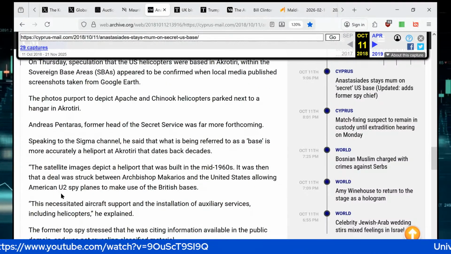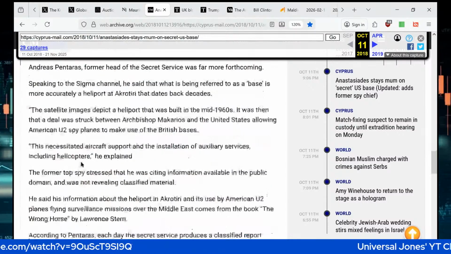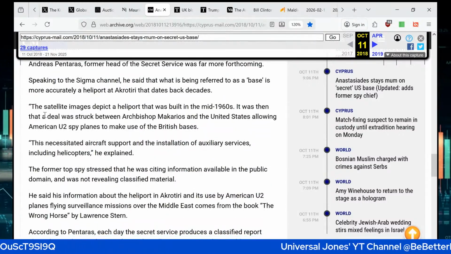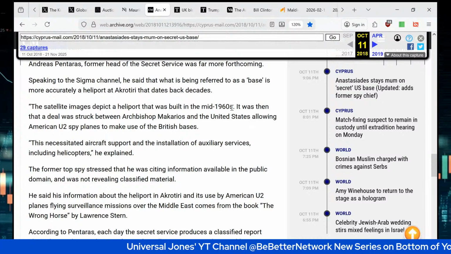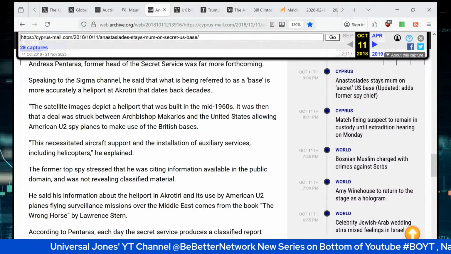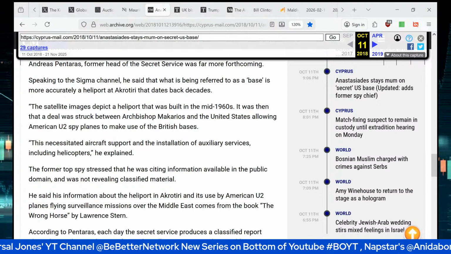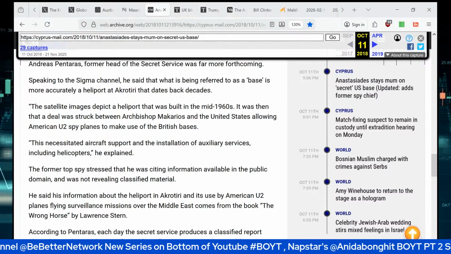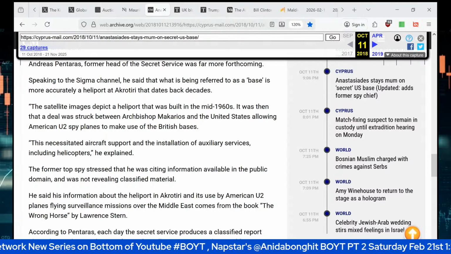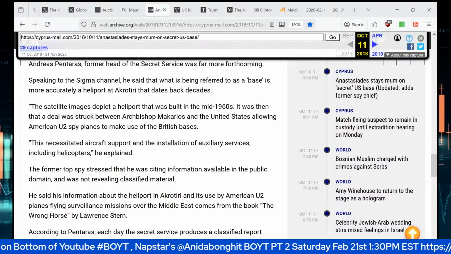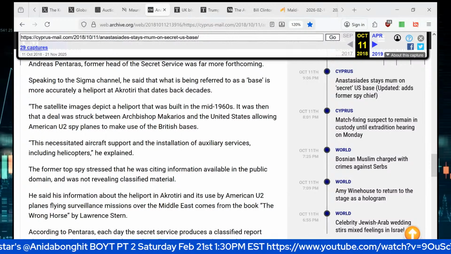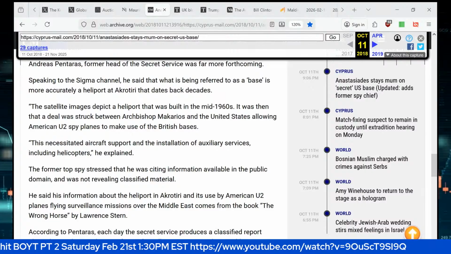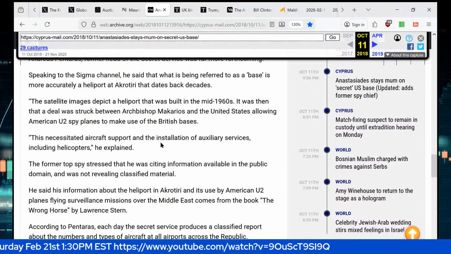Ooh, well. Well, sounds like something, huh? The satellite images depict a heliport that was built in the mid-1960s. Oh, well, what happened in the 1960s? You had the Turkish invasion of Cyprus, okay, after the transfer of power from England or the UK, I guess you want to say, the UK over to the Cyprus local people. So that's always something interesting there.